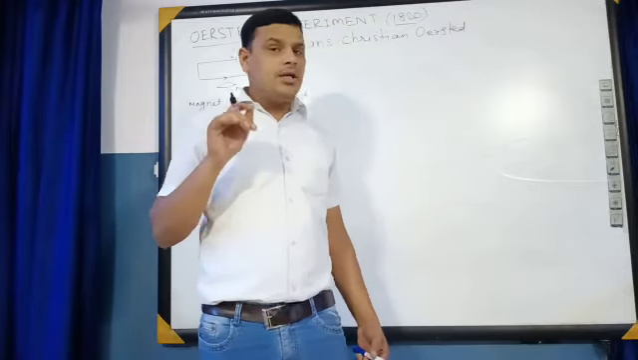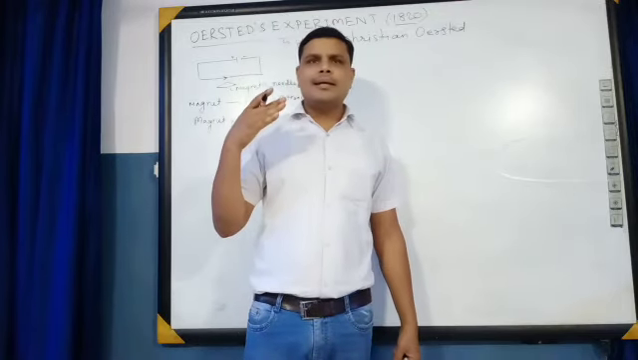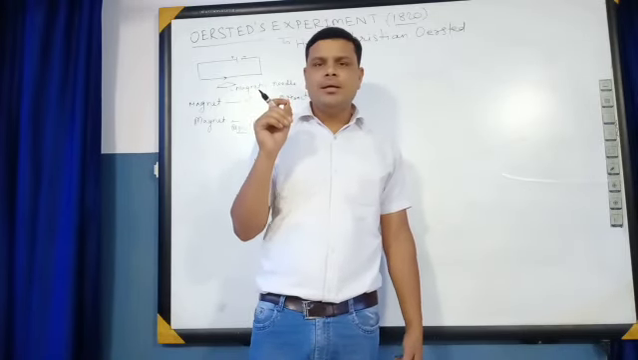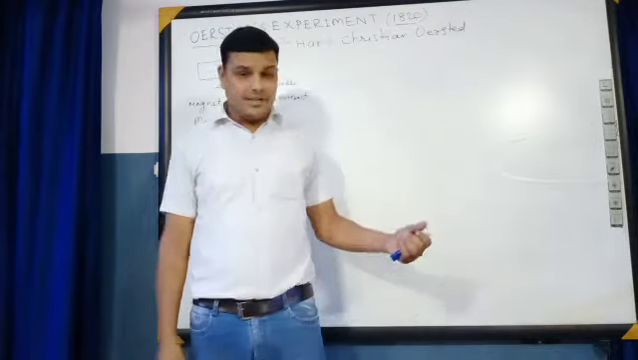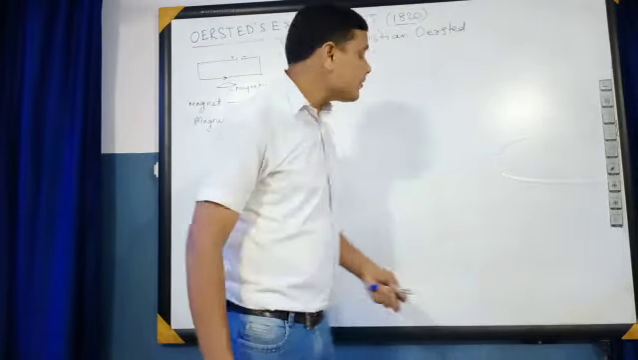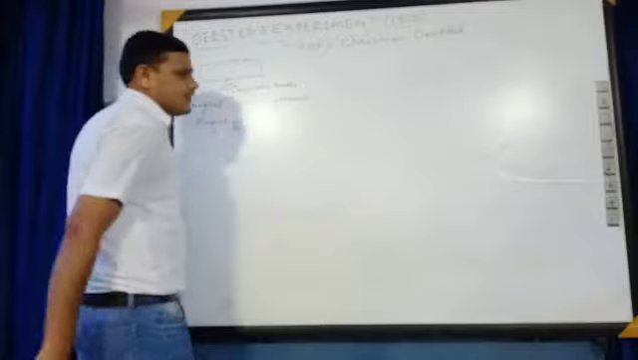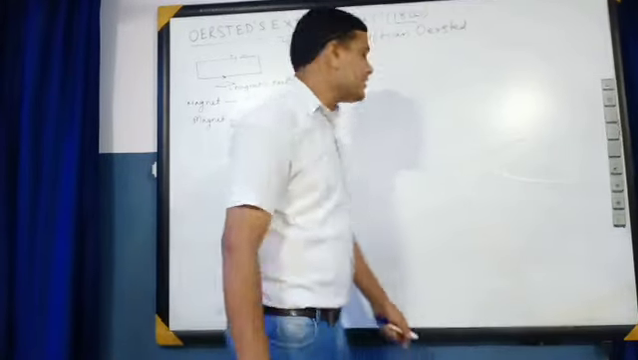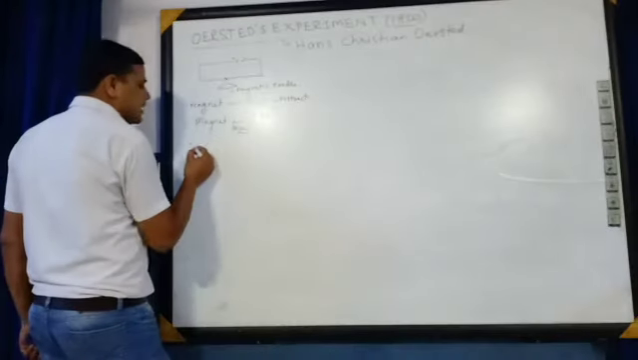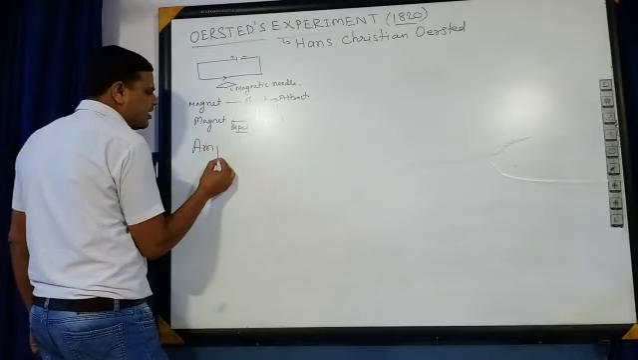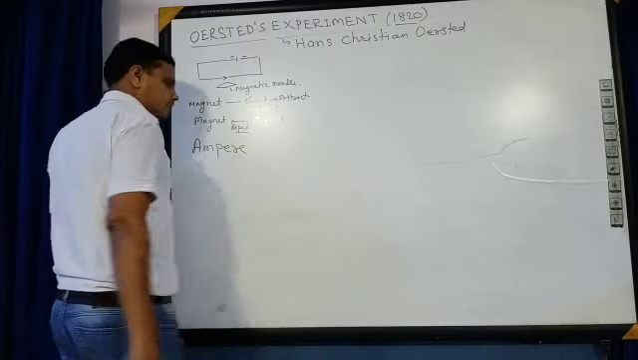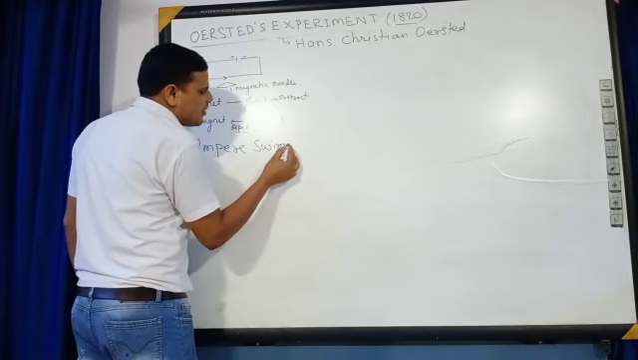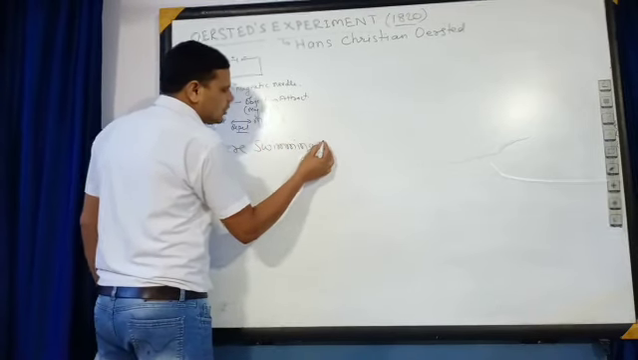That means if we allow current to pass through a wire, it will give us magnetic field lines, about which you have already learned. But in which direction the deflection will be, Oersted could not explain. Then a scientist known as Ampere gave a rule known as Ampere's swimming rule.